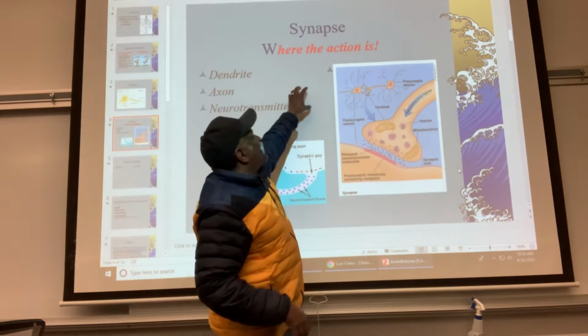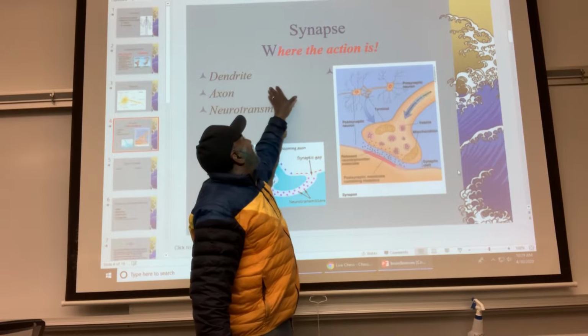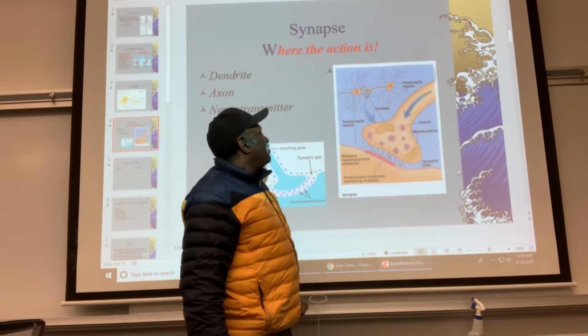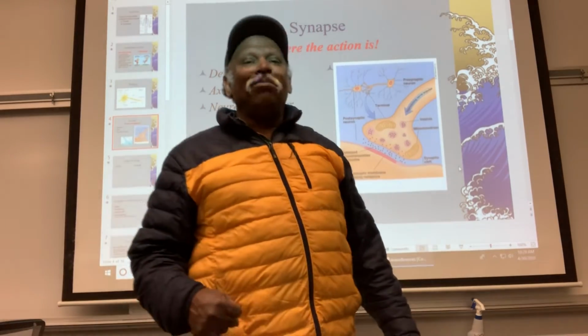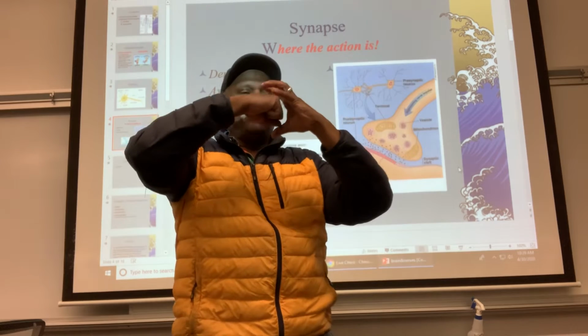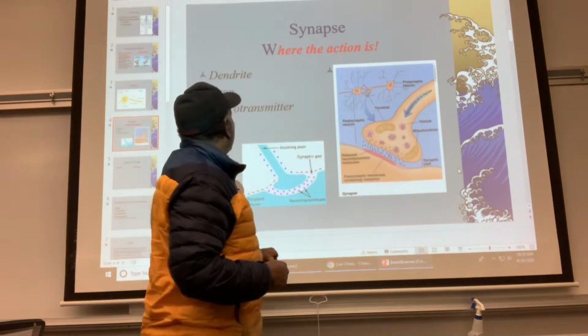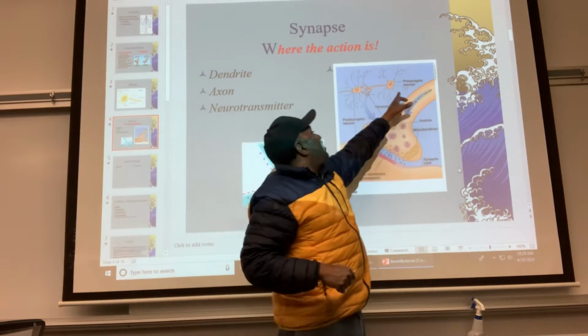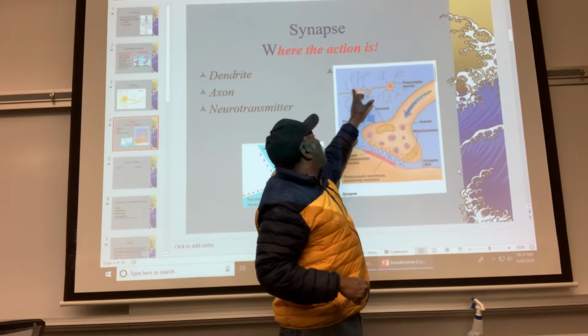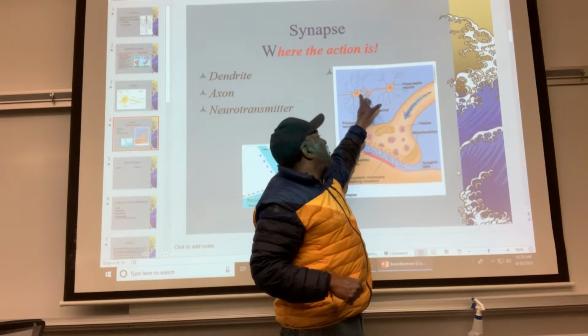The synapse is where the action is. The synapse is where one neuron meets the other neuron. In other words, a sending neuron meets the receiving neuron. Information comes in through the what? The dendrites, travels through the cell body, leaves through the axon, and meets up with the dendrite of the next neuron.